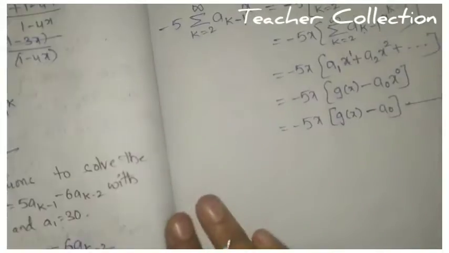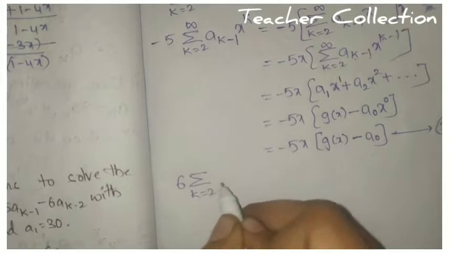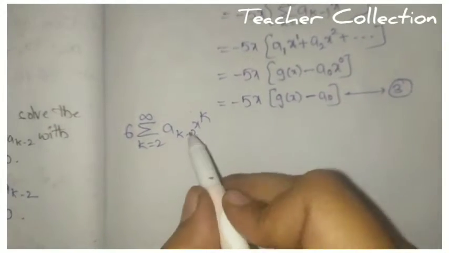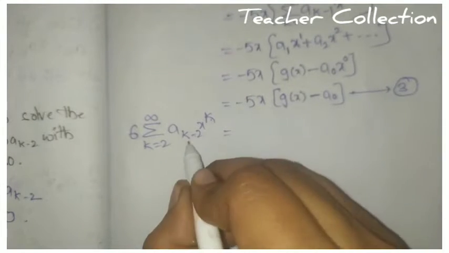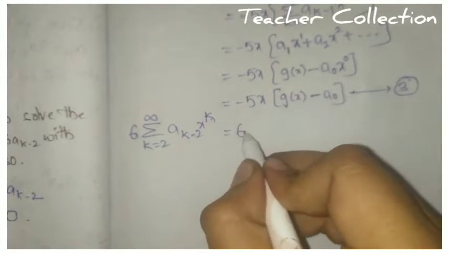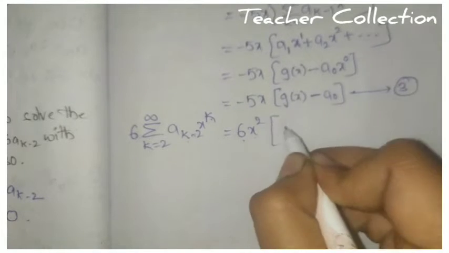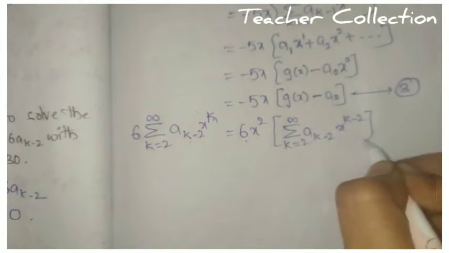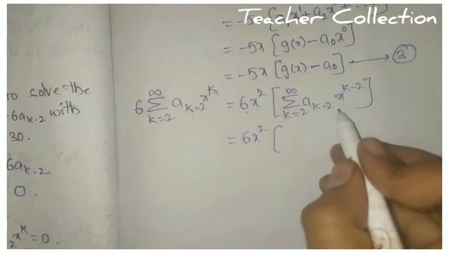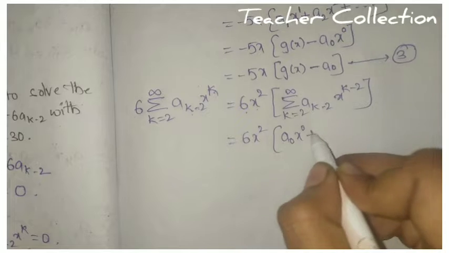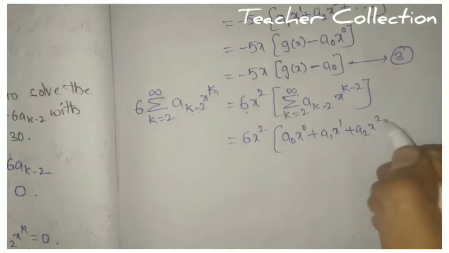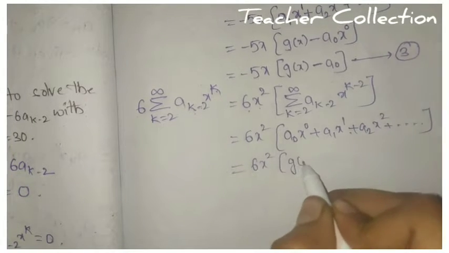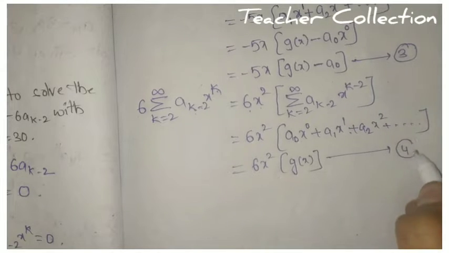6 summation k equals 2 to infinity a_(k-2) x^k. These two terms are not equal, so to make it equal, I am multiplying and dividing by x squared. So we'll get 6x squared into the summation k equals 2 to infinity a_(k-2) x^(k-2). By solving this we will get a naught x^0 plus a1 x^1 plus a2 x squared, like that. This is g of x, so we'll take g of x directly here. This I am taking as equation number 4.